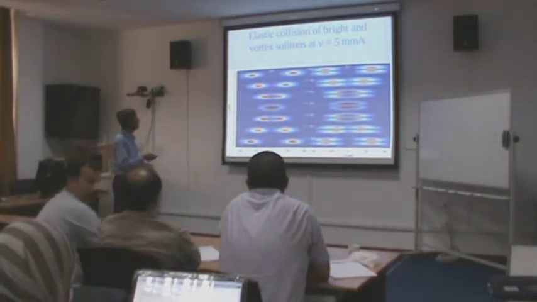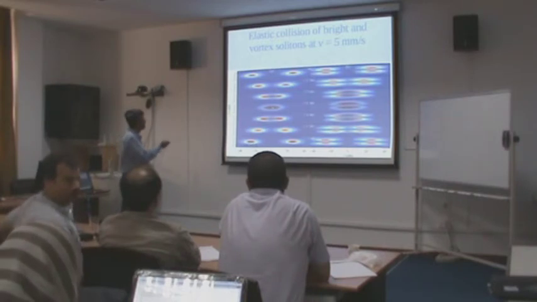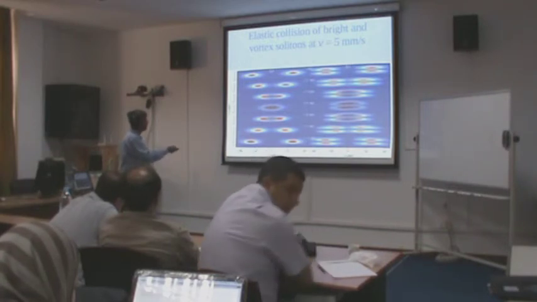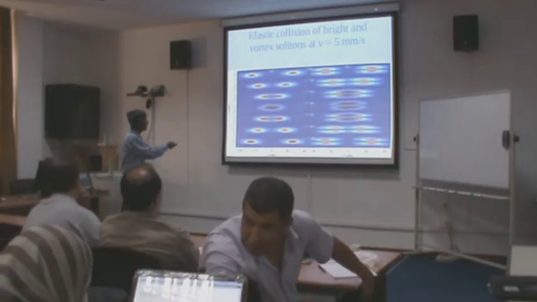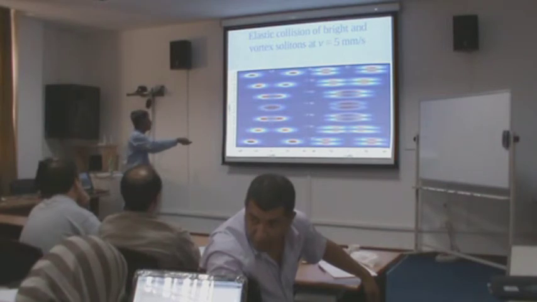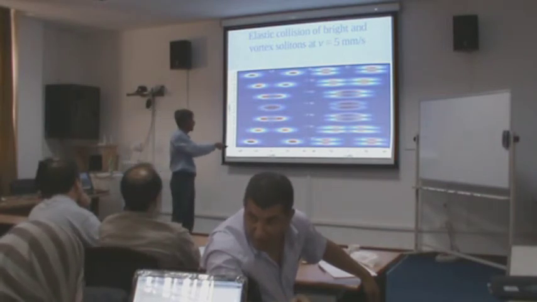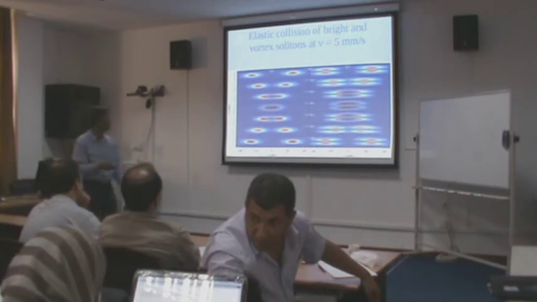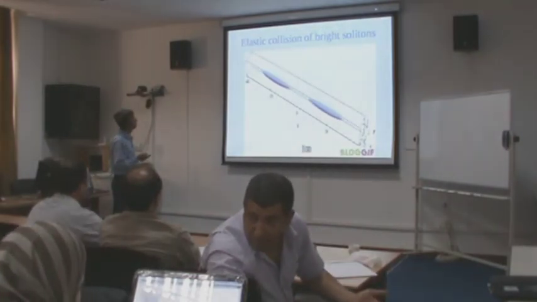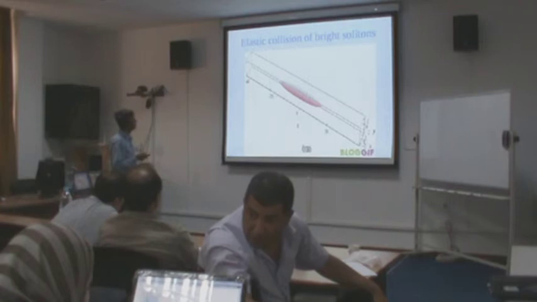A soliton comes from this direction and another from this direction, and these are pictures at different times. The solitons are here, they come close to each other, interact, and then go out with roughly the same shape. And this is a vortex soliton plotted in the same way. This gap means the vortex core. They come and go out. So this is an elastic collision of bright solitons. They come and then they go out.